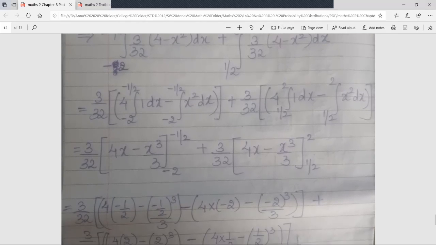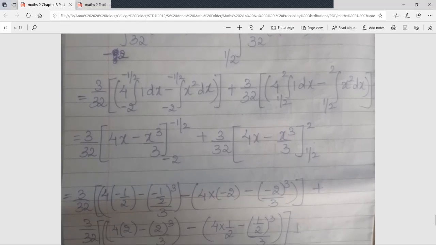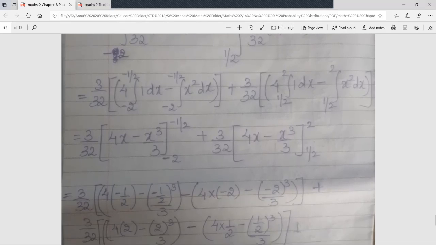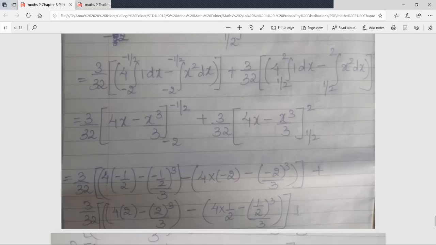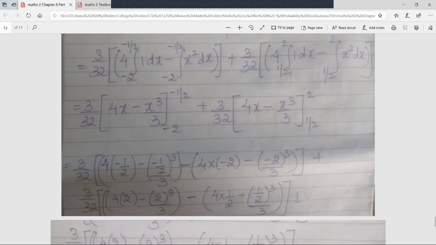So 3 upon 32 I have taken common for the first bracket, again separating 4 and x square. Same thing I have done, separating 3 upon 32 outside the bracket and separating 4 and x square by putting individual integration signs along with the integrals. So class, please pay attention. You have to write the integrals properly.